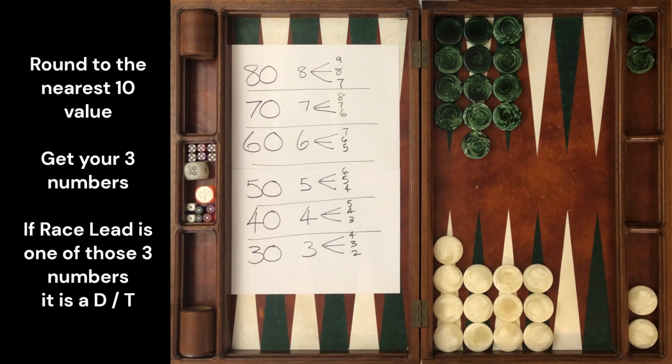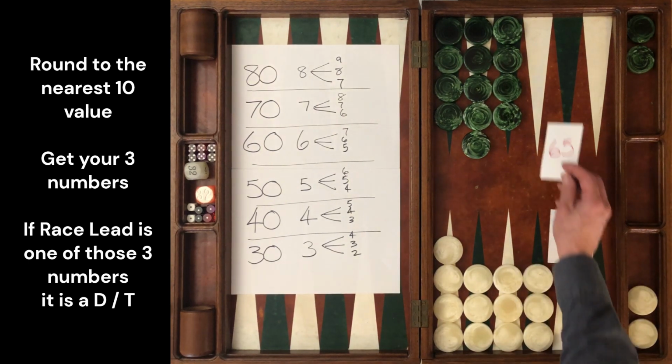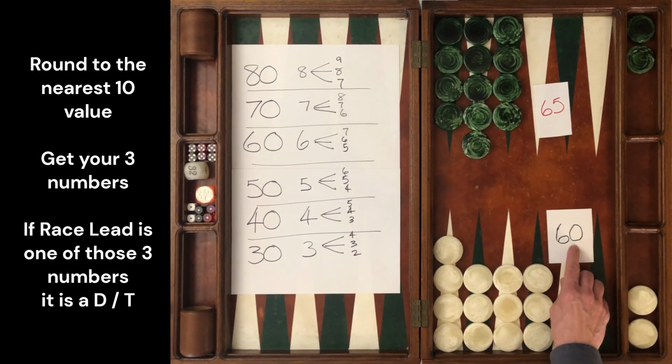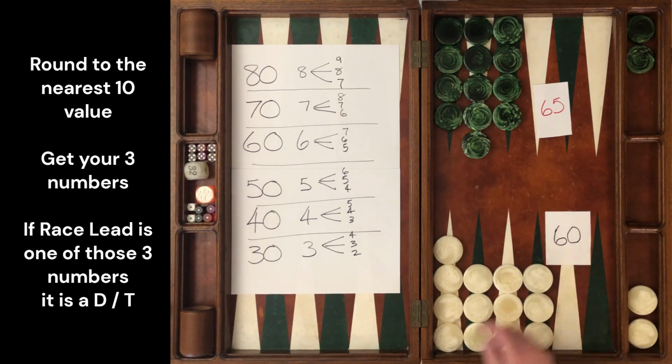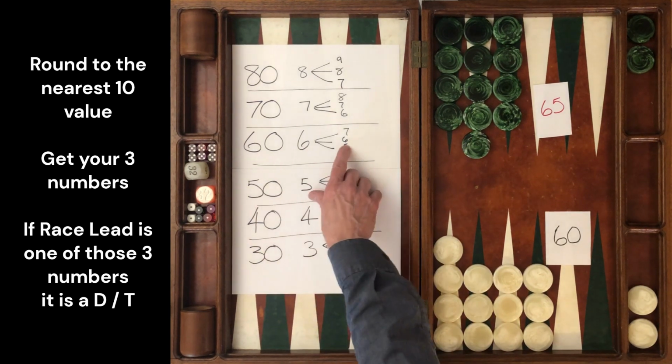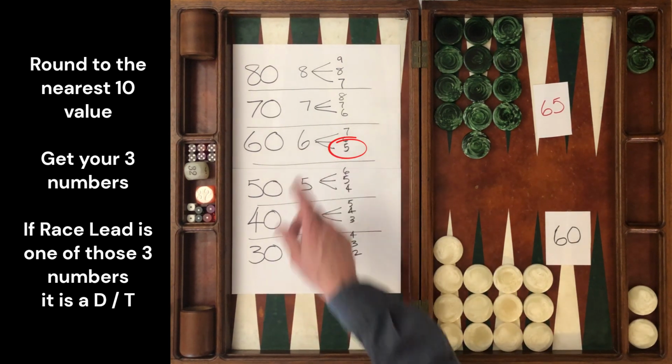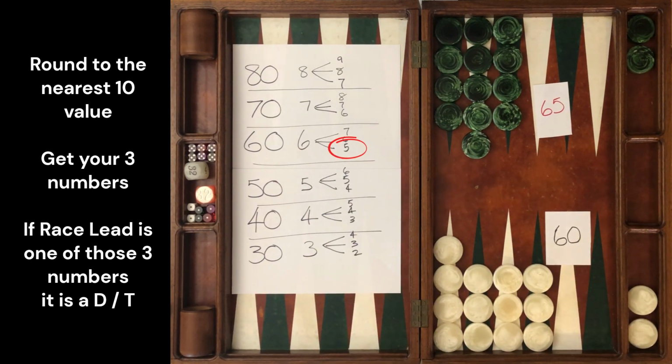Our first position we'll look at, we have 60 pips for our pip count and 65 for our opponent. We're going to round this to the nearest 10. It's already at 60, so this one's real easy. What are our 3 numbers? 7, 6, or 5. Our pip lead is 5 pips. So we're right here. We're at the bottom end. So it should be a double take according to these rules.